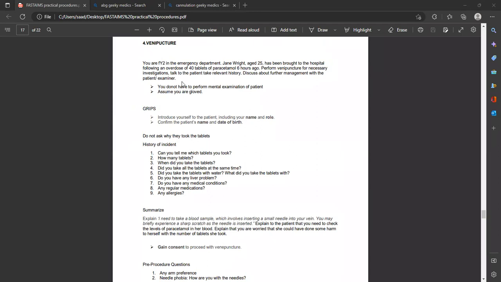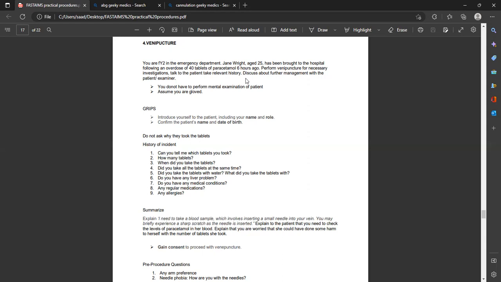Okay, you are referred to the emergency department. Jane Wright, 25, has been brought to the hospital following an overdose of 40 tablets of paracetamol 6 hours ago. And remember one thing, paracetamol can be detectable in blood after 4 hours. So this time would always be more than 4 hours, like 6 hours. Before 4 hours, you do not perform any blood sampling because paracetamol levels cannot be detected.